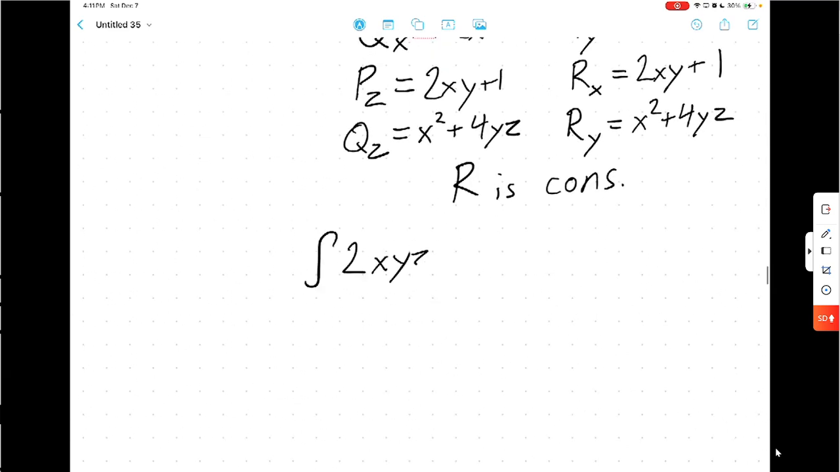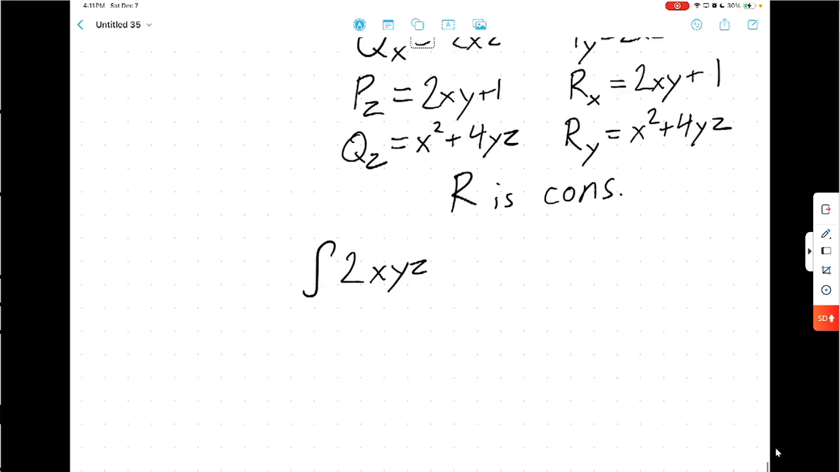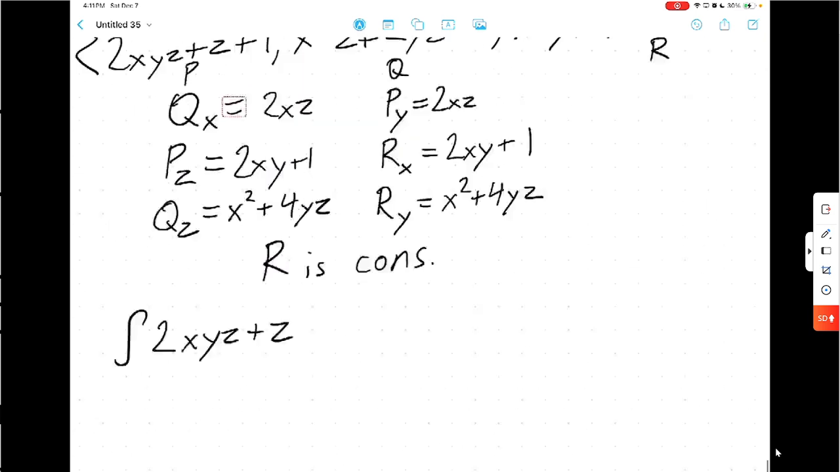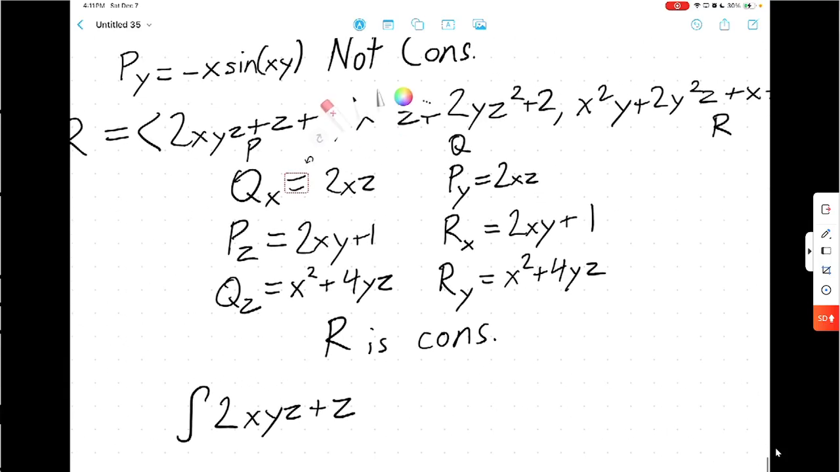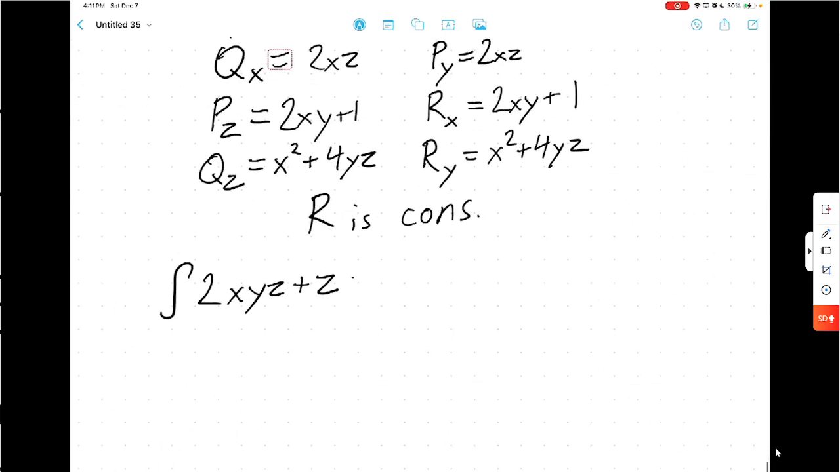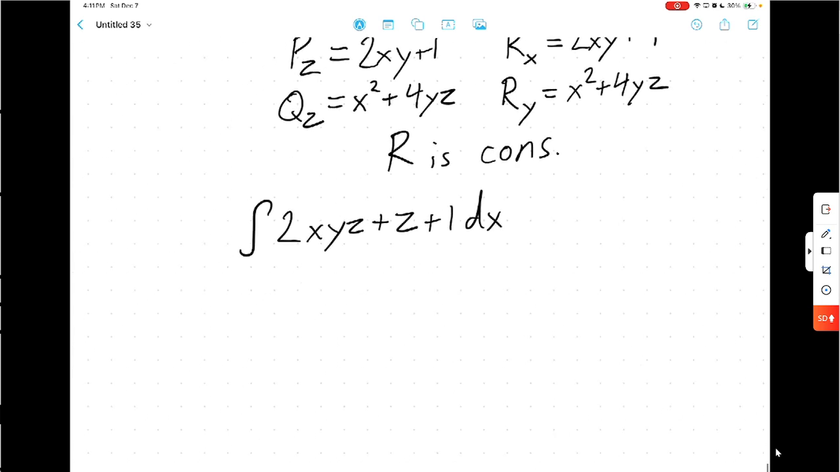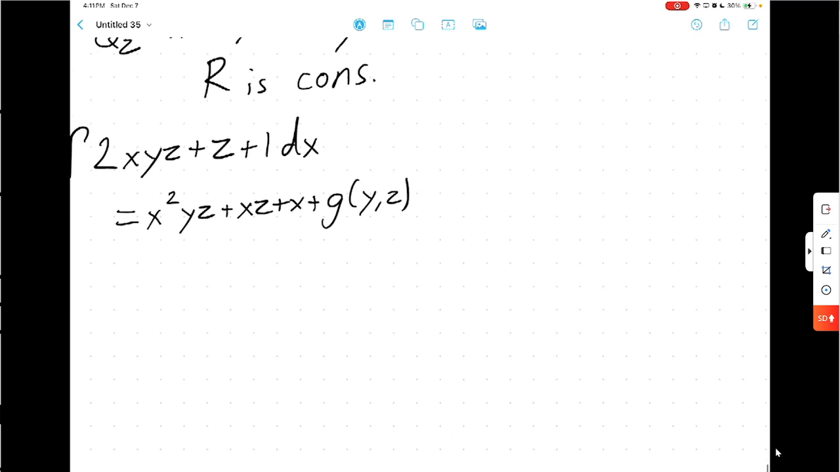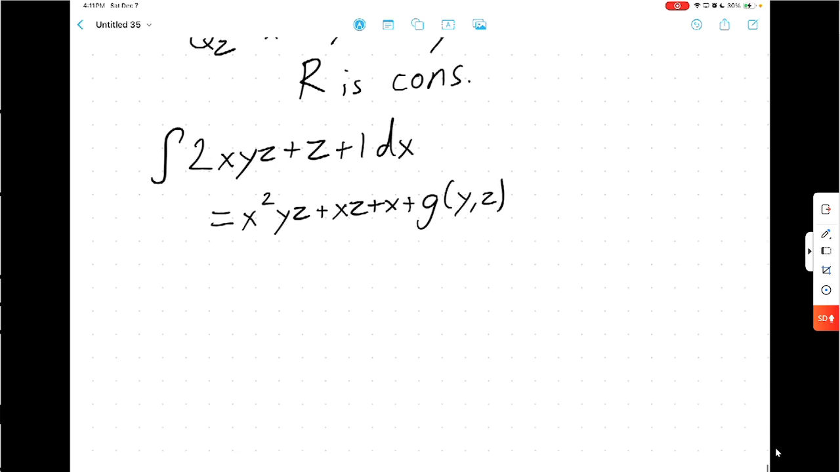Alright. We're just going to integrate each one of these with respect to x if it's p, y if it's q, or z if it's r. I'm going to take x on the first one because it seems easy. So we're going to have x squared yz plus xz plus x plus some potential function of y and z. We're not going to add a plus c because the plus c can be included in our g of yz.